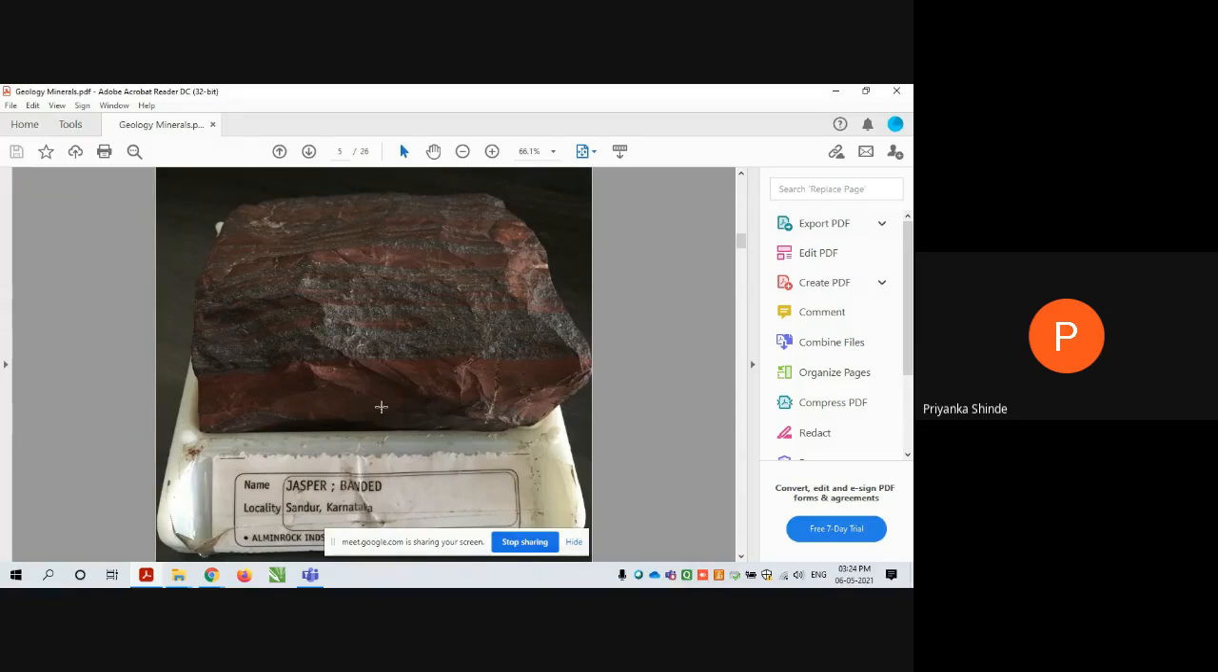Color is when light falls on the mineral, a few radiations are absorbed and a few are emitted. Whatever is emitted, that we see as color. So this is one more quartz variety which is red in color, that is jasper. You can see black color bands on it. Those black bands are of hematite, which is an iron ore mineral. Let us concentrate only on jasper first, which is red in color.